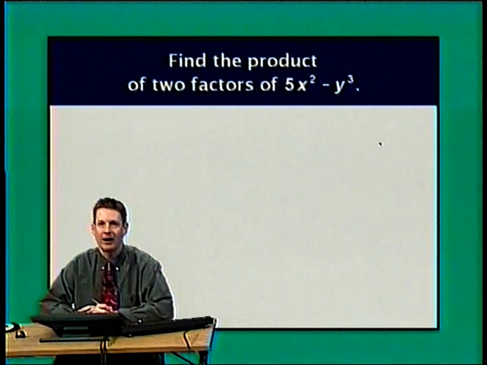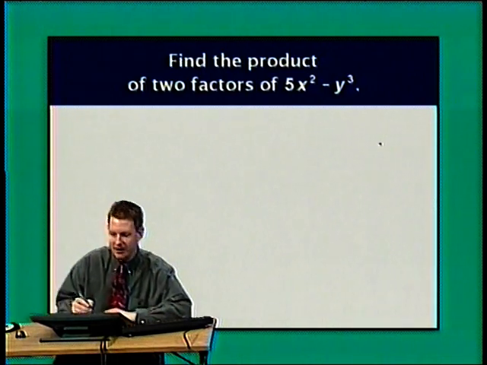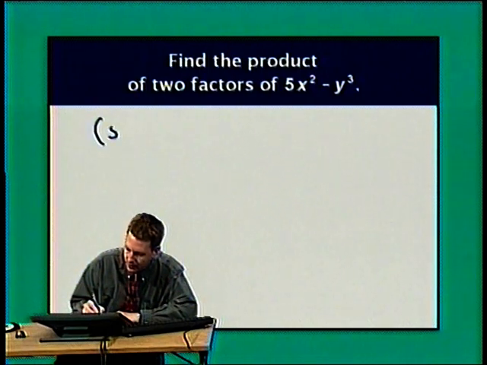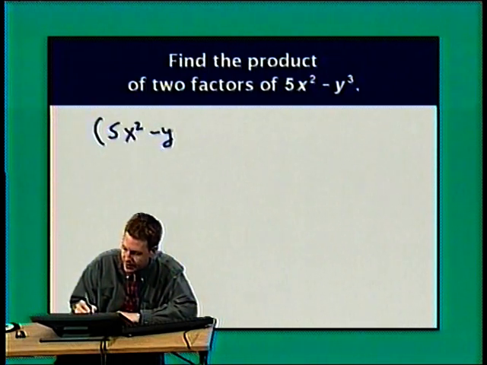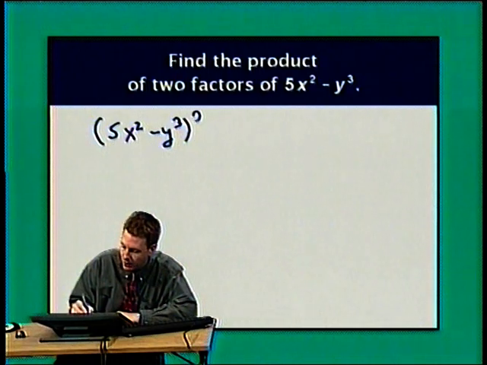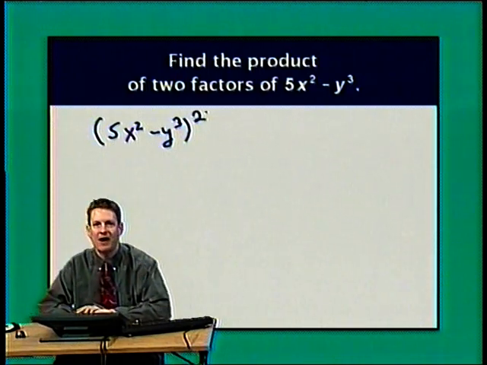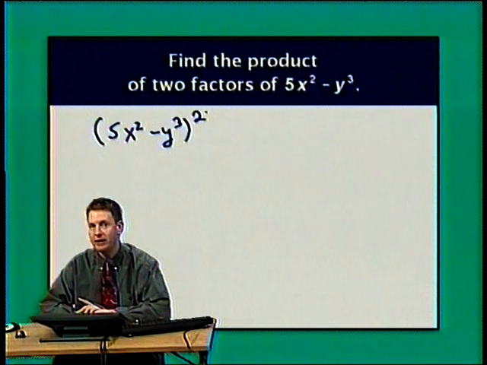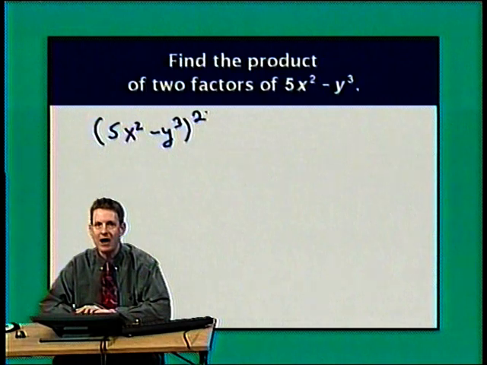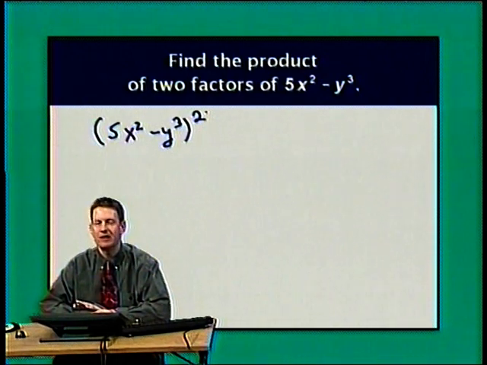How about finding the product of 5x squared minus y cubed, two factors? Well, as we just discussed on the last screen, one way we can indicate that we're multiplying together two factors of 5x squared minus y cubed is to put an exponent of 2 on the parenthesis. This time, there is subtraction going on inside the parentheses, so I cannot go straight away to rules of exponents. There are no rules of exponents that apply to bases where addition or subtraction are going on in the base.